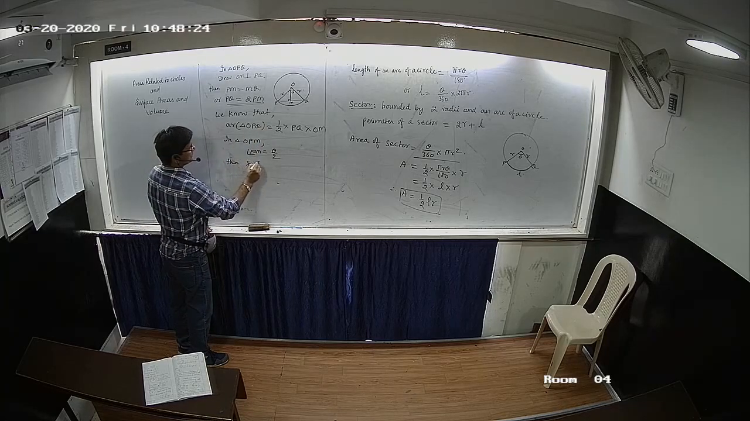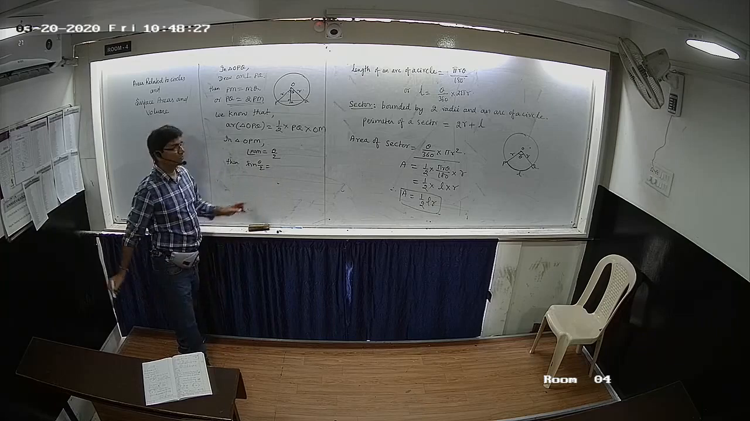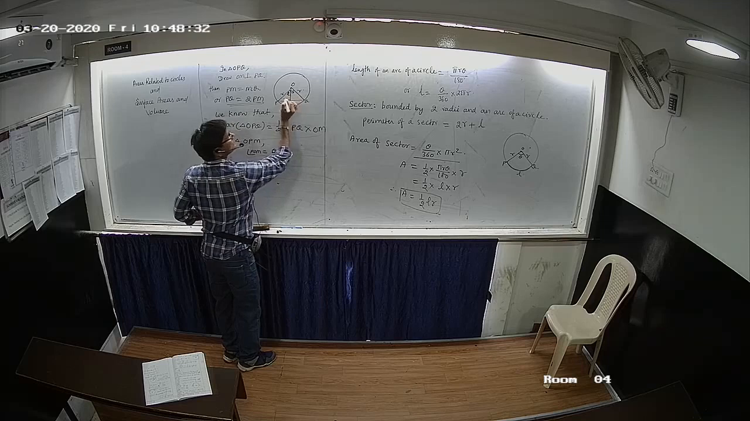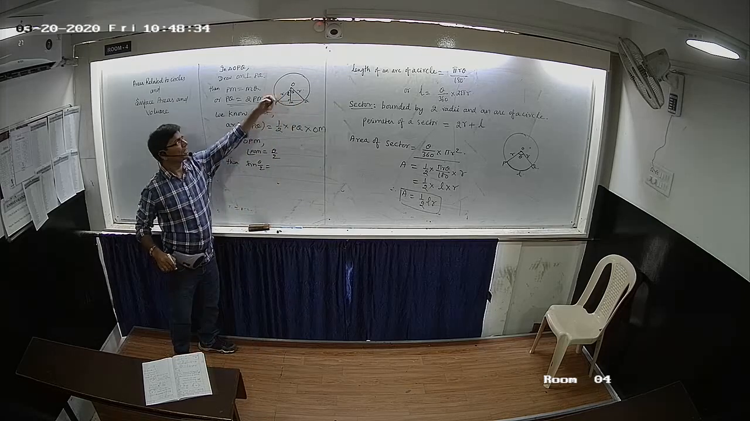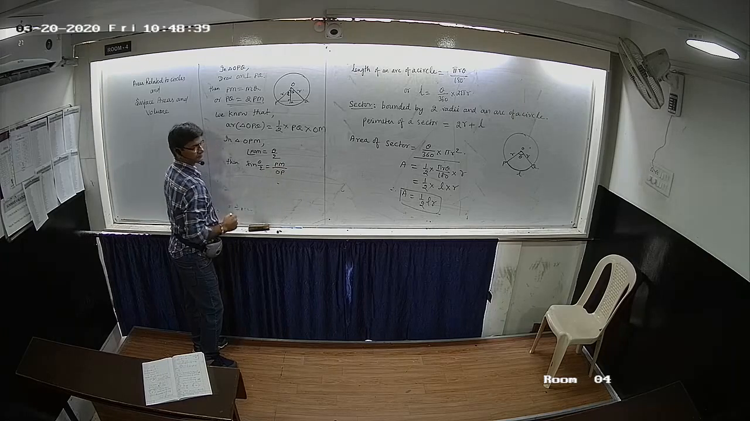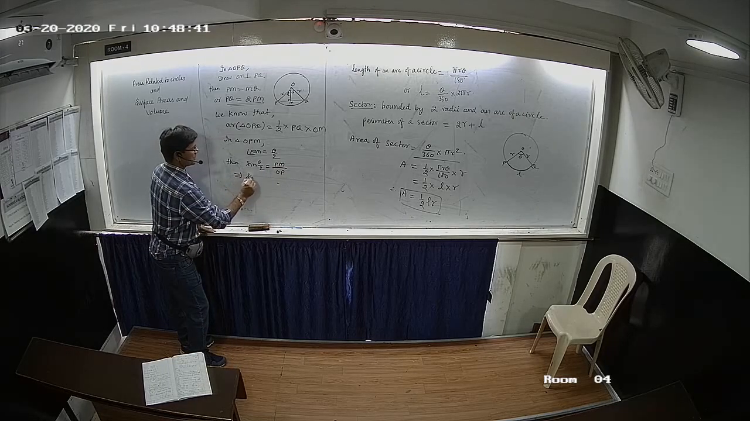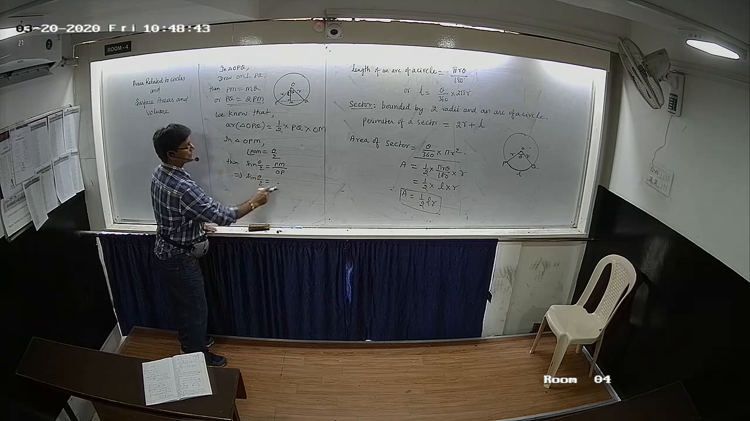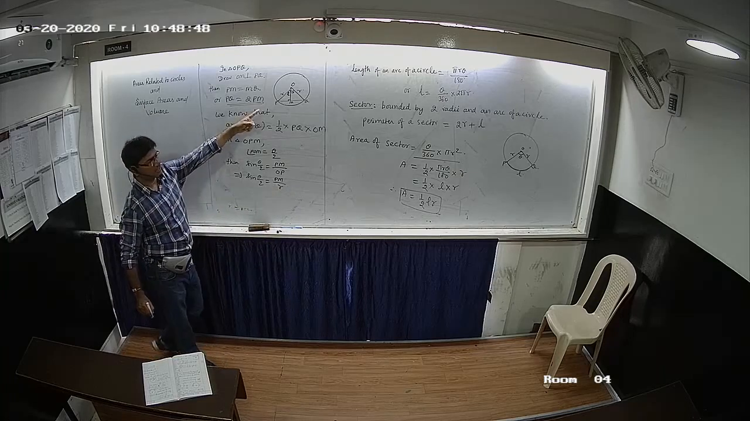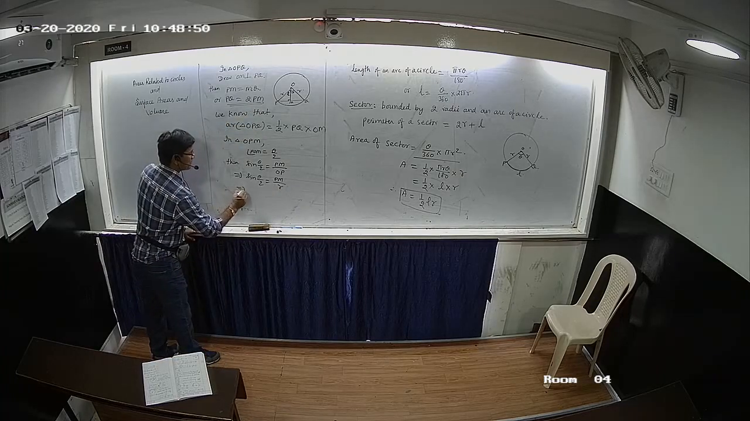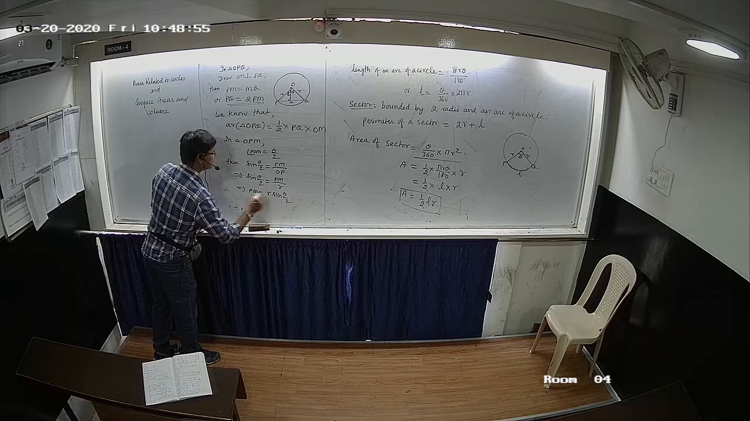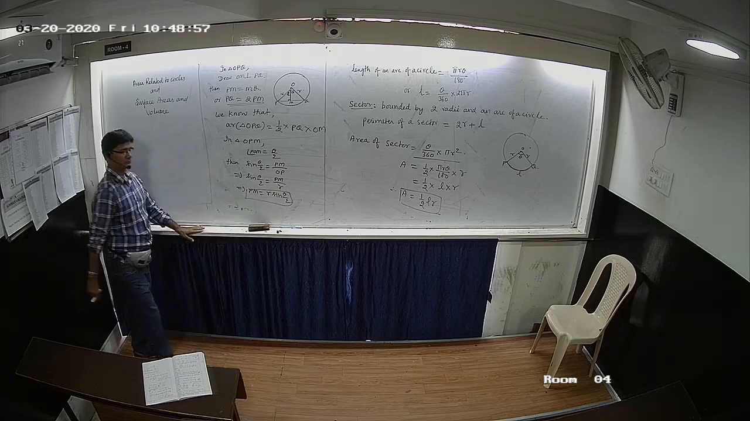Then sin theta by 2 is equal to opposite by hypotenuse, PM upon OP. That implies sin of theta by 2 is equal to PM upon R, because OP is the radius. So that implies PM is equal to R sin theta by 2.